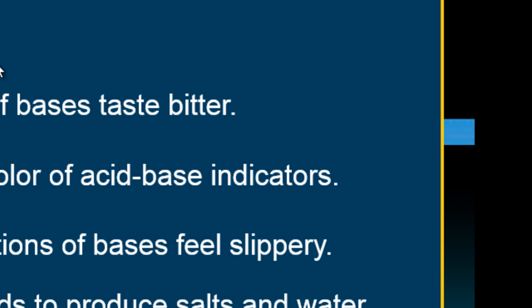The second property is that bases change the color of acid-base indicators, but this time when we use a pH paper, it turns blue instead of red as in the case of acids. The third property is that dilute aqueous solutions of bases feel slippery, like soap. When you are washing your hands, you can feel the slippery feeling of the soap. This is similar to what we feel when we deal with some bases.